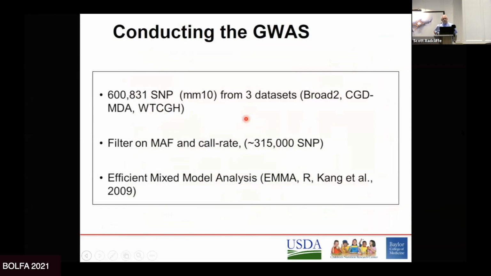For us, when we first got into this, there was a fairly low amount of data available, and this was what we were able to download from the Jackson Laboratory, about 600,000 SNPs. After filtering them for quality, we ended up with about 300,000, and then from that, we could use this package in R called EMMA, which allowed us to use mixed modeling to then do the association analysis.